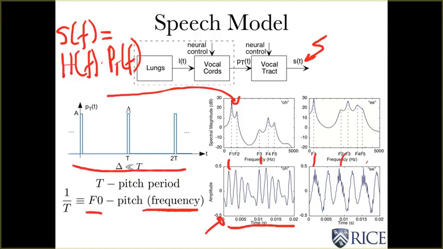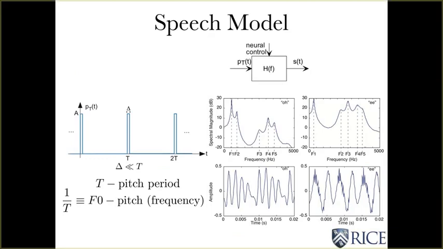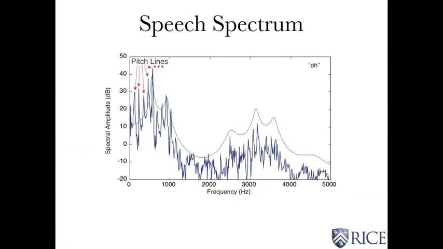So our model for speech is a little bit simpler than what I've shown. We just worry about what the pitch signal is, basically what its period is, what its pitch frequency is, and then we worry about what the transfer function is, and that is how we describe the speech signal. And let me show you what an actual speech spectrum looks like, and now it makes a little bit more sense what we're seeing.